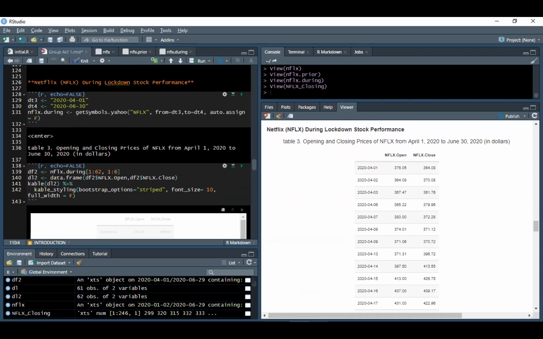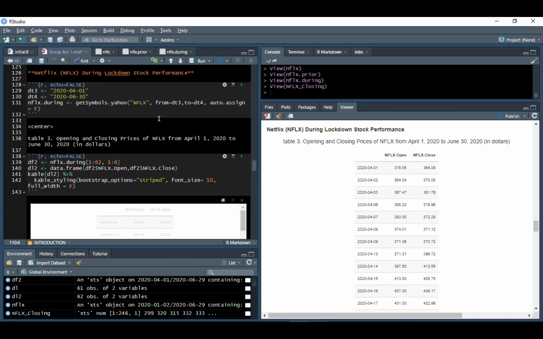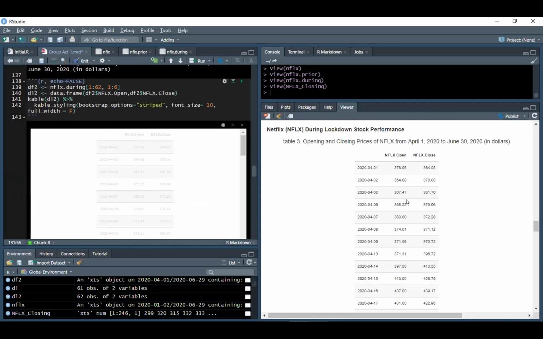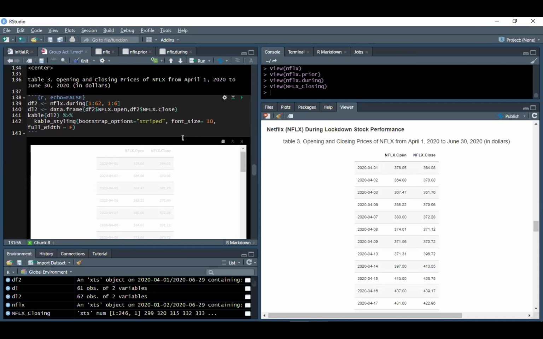So next, we're going to evaluate Netflix stock performance during lockdown. So the dates we picked were from April 1 to June 30, 2020, and we assigned these dates into objects DT3 and DT4, which is shown from DT3 to DT4. So next, we also generated a table of the opening and closing prices. As mentioned before, we also used the kable function in order to generate the table and customize the table according to what we like.